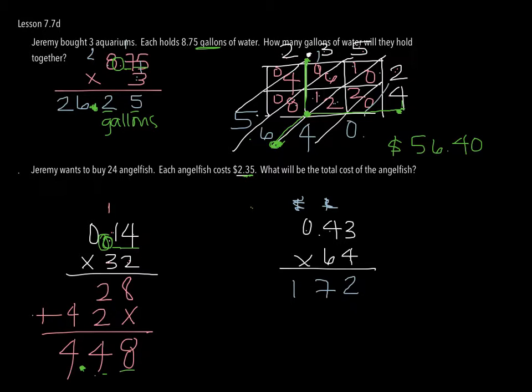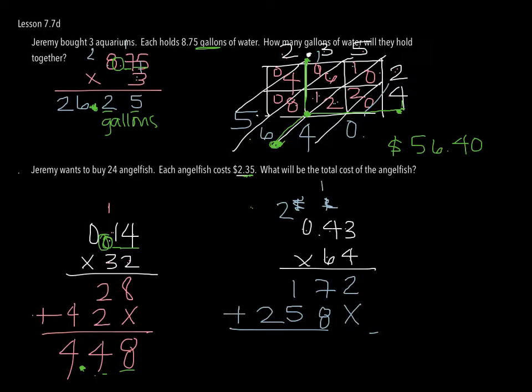Now I'm multiplying by 10. Tens column. 6 times 3 is 18. Write down the 8. Carry the 1. 6 times 4 is 24. Plus 1 is 25. Write down the 5. Carry the 2. 6 times 0 is 0. Plus 2. Boom. There we go.